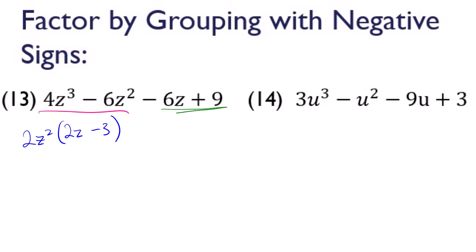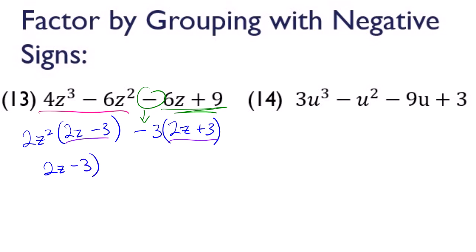All right, then with the second two terms, I have a negative here, so I'm going to factor out a negative. The GCF between 6 and 9 is 3. And when I do 6z divided by 3, I'll get 2z. And 9 divided by 3 is 3. Okay, so now we have that binomial that matches up, and now that becomes a common factor.